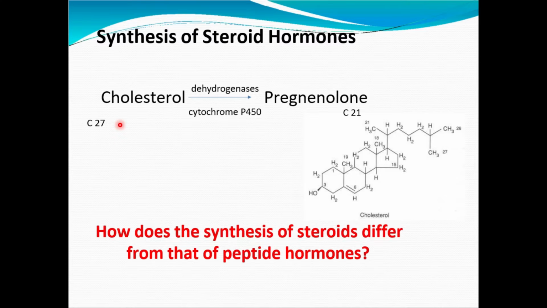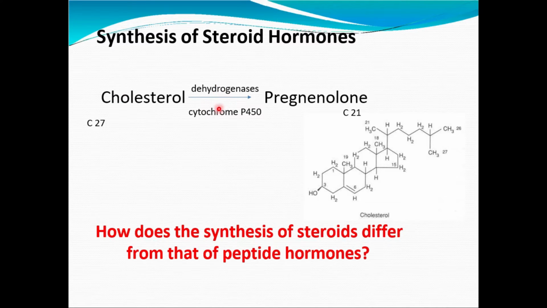There are four major classes of steroid hormones: progestins, androgens, estrogens, and corticoids. Progestins are 21 carbon molecules. Similarly, androgen is a 19 carbon containing molecule, while estrogen is an 18 carbon containing molecule, and corticoids are 21 carbon containing molecules. Steroid hormones are synthesized by dehydrogenases.